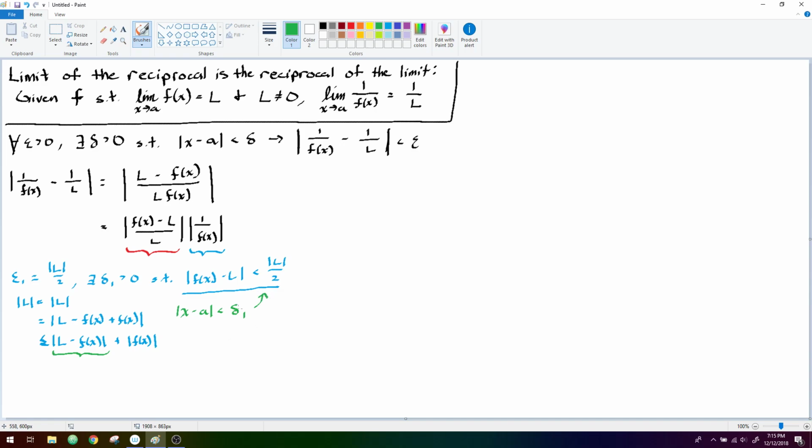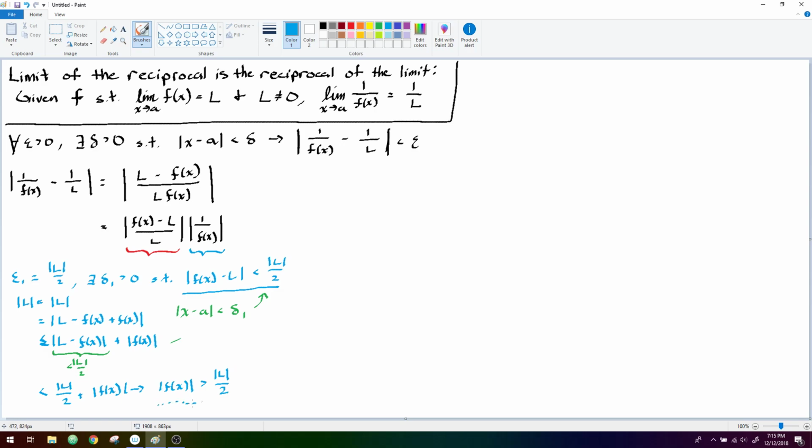So the absolute value of x minus a being smaller than delta 1 implies that this blue term, which is the exact same, is also smaller than L over 2 in absolute value. So once we propagate the inequality all the way through, we get that the whole term is smaller than the absolute value of L over 2 plus the absolute value of f of x. Now all we're going to do is subtract L over 2 from both sides of this inequality so that finally we get that f of x in absolute value is greater than the absolute value of L divided by 2.